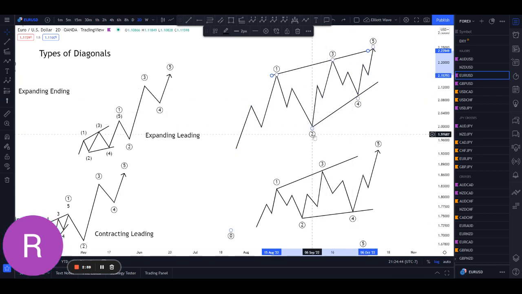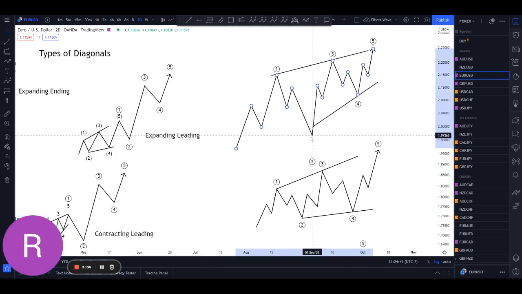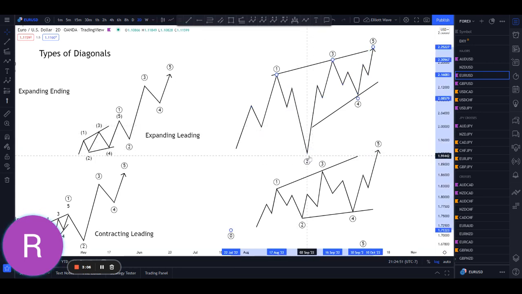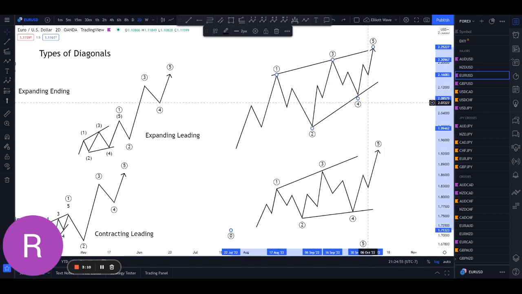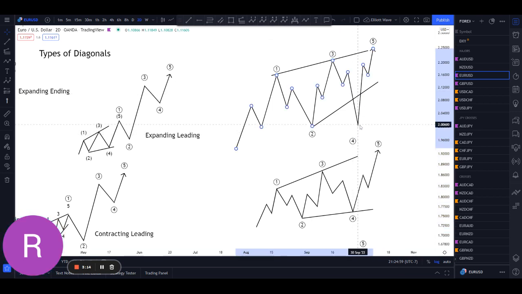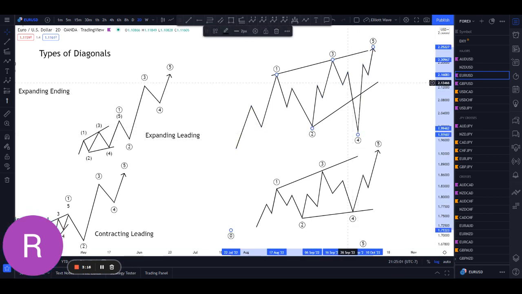Also, wave 2 cannot retrace more than 100% of wave 1, so that would be like this. This is not allowed. Wave 2 cannot move beyond the origin of wave 1. Also, wave 4 never moves beyond the extreme of wave 2. So something like this would not be allowed. Wave 4 cannot move beyond the extreme of wave 2.